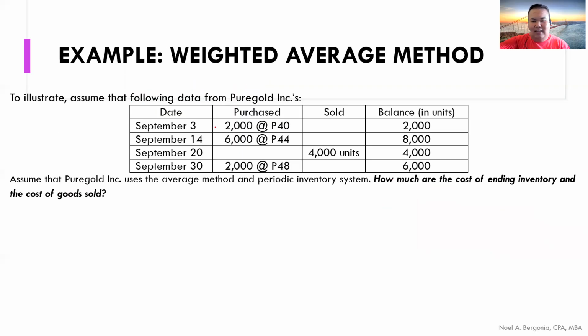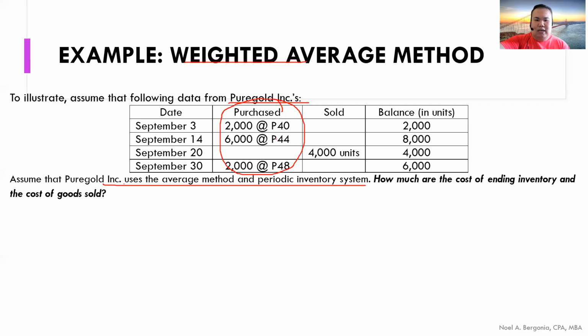Okay, so to illustrate, actually it's the same problem again related to Pure Gold Incorporated. Assume lang daw that Pure Gold uses average method and periodic inventory system, kasi weighted average yan. So what's the first step? Compute for the WACP. So paano computein yung WACP? We have to compute first the cost of goods available for sale. So saan manggagaling ang cost of goods available for sale natin? May beginning inventory ba? Wala. So wala tayong aasahan na beginning inventory dito. Next, meron ba tayong purchases or net purchases? Yes. Itong nasa purchases column natin.